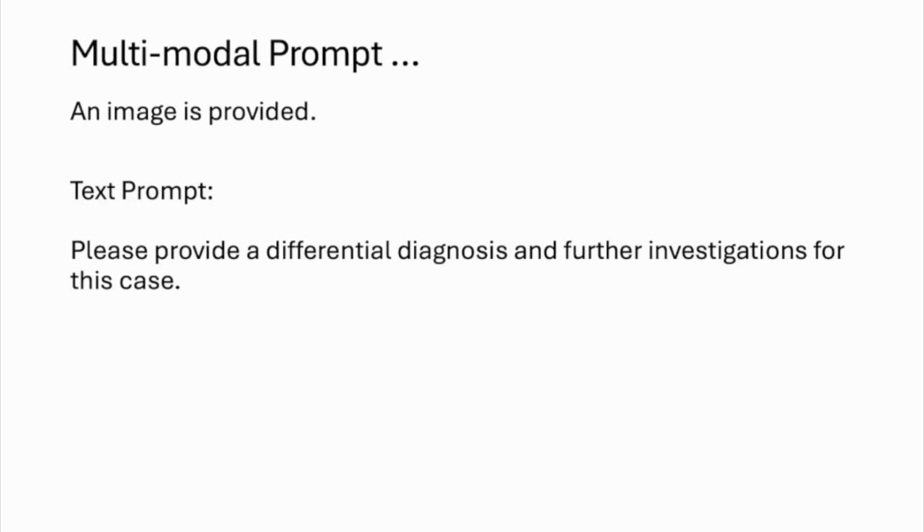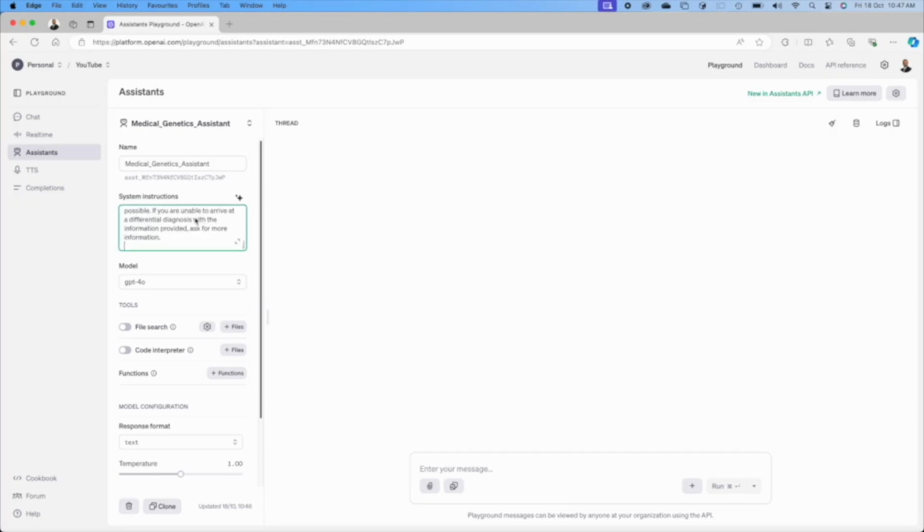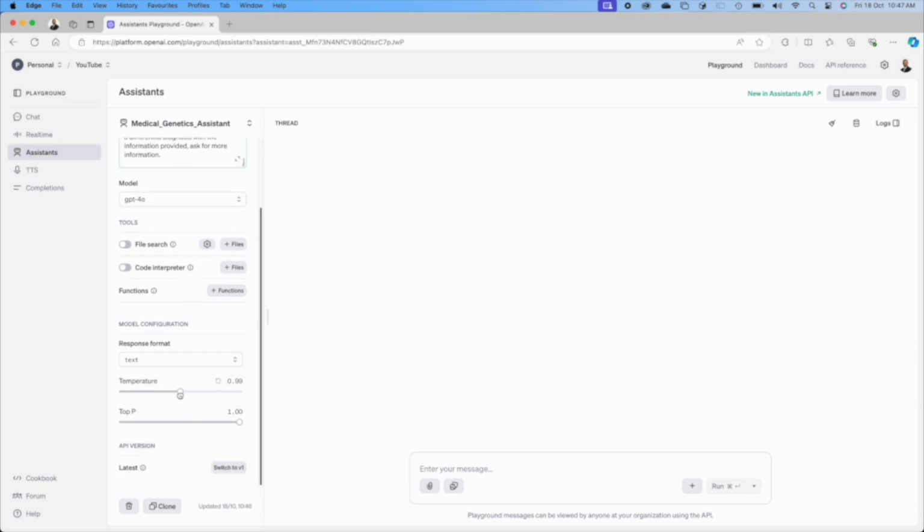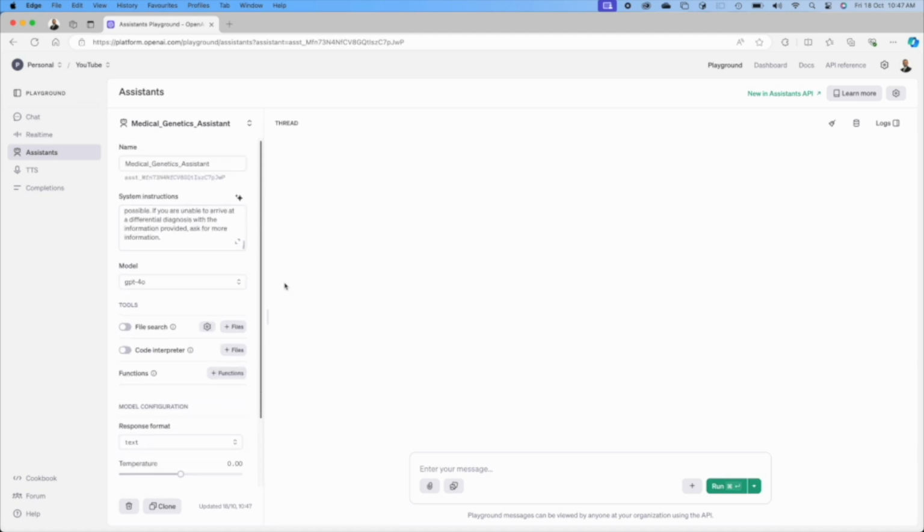This is very important. Our plan is to provide to the model an image and a text prompt. So this is the image that we are going to provide to the large language model. And then we are going to give it a text prompt to give us the differential diagnosis on the basis of this. So first we are going to enter the system instructions, which I have already described. And then we are going to set the temperature to 0. What setting the temperature to 0 means is that you are asking it to reduce the randomness in the answer.